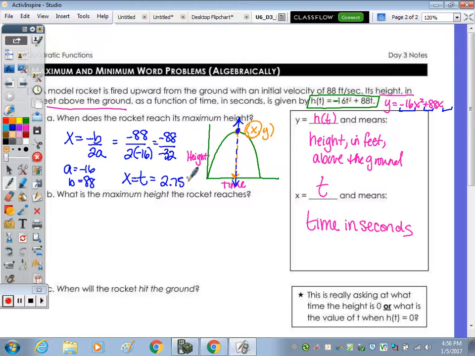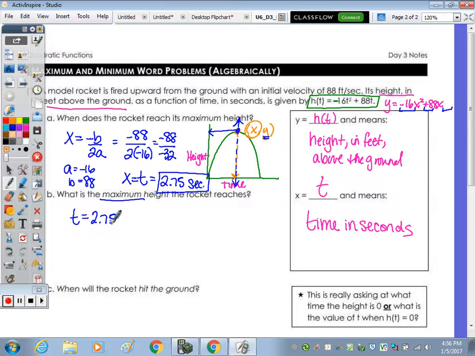And we'll label that when, so 2.5 seconds. Okay? What is the height that the rocket reaches? The maximum height, the highest. So that would be going across the y value that goes with that. So now we know what x is. We can take that x value, or that time value of 2.75, and plug it into the function.